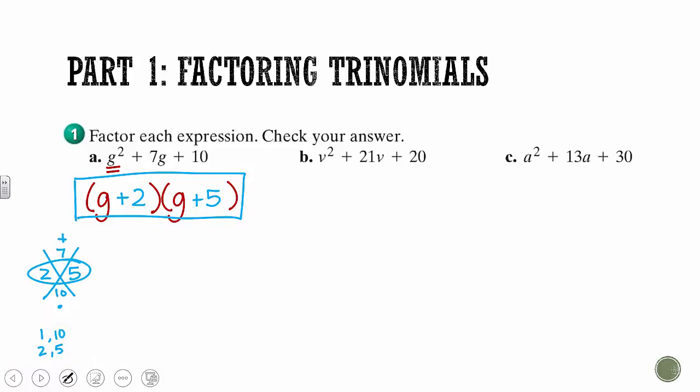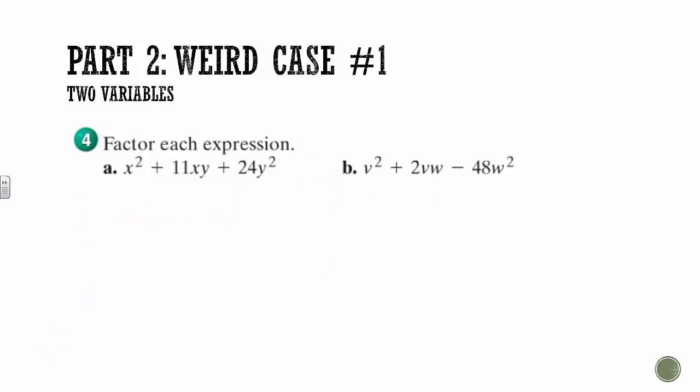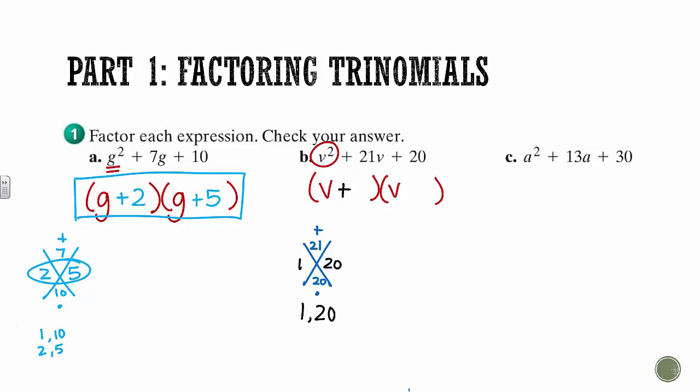So let's try another one. This time there's v's here. So the pattern's the same. Remember, we put the two v's out front so that we end up making v squared when we start to double distribute. And then we got to ask ourselves, what two numbers add to make the number in the middle, so 21, and multiply to make the number on the end, 20. And if you need to, go through all the 20's factors. You have 1 and 20, and hey, we can stop right there because 1 plus 20 gives me 21. So we end up with v plus 1 times v plus 20.